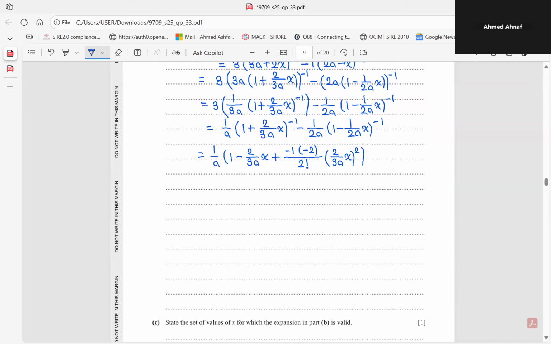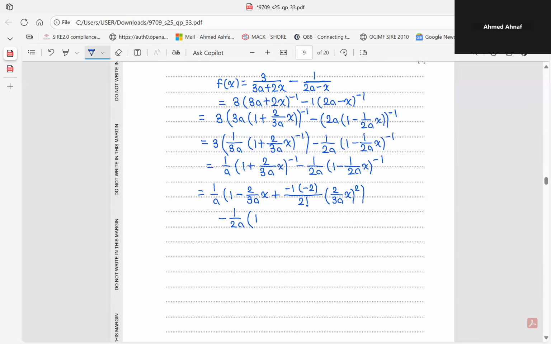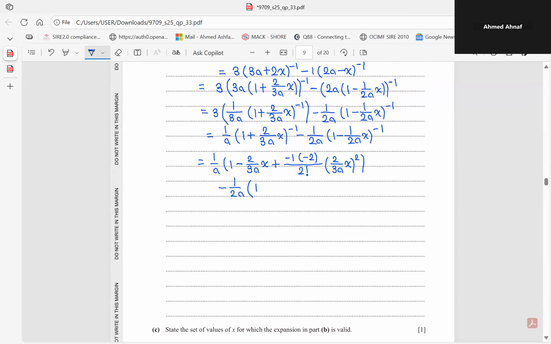And then this would just be minus 1 over 2a times 1 plus nx, so n is minus 1, and x is minus 1 over 2a x. So this is plus 1 over 2a x, plus n, which is minus 1, times n minus 1, so minus 1 times minus 1 minus 2, over 2 factorial, times x squared, which is 1 over 2a x squared.